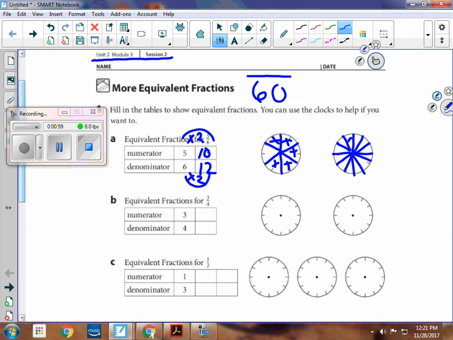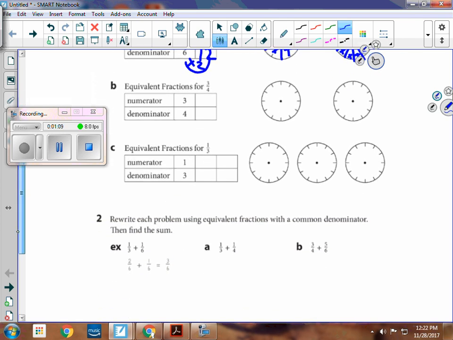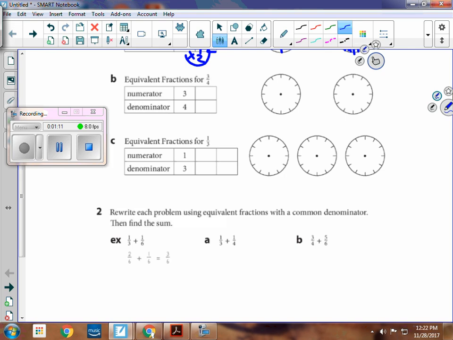I'll put them all in, and let's fill in 10. 3, 4, 5, 6, 7, 8, 9, 10. 10/12ths. On the next one, B, we've got 3/4 of the hour. 1/4, 2/4, 3/4. And again, I'm going to stick with 12ths.